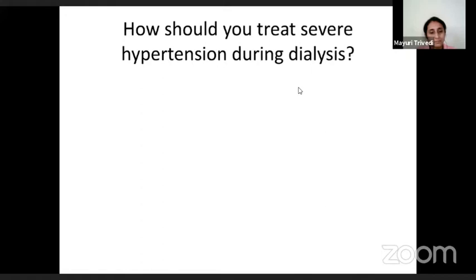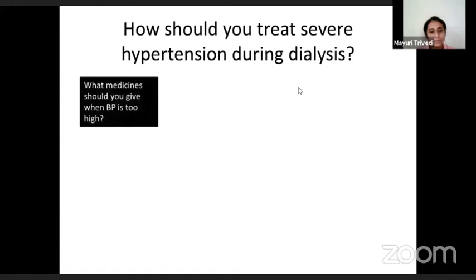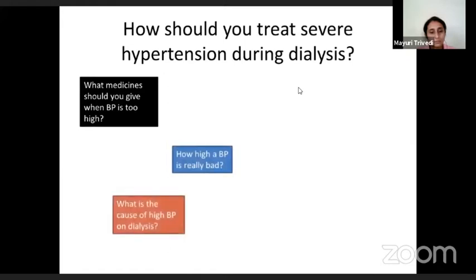So, you know, the question है कि how do you treat? अगर blood pressure बहुत ज़्यादा है, how do you treat it during dialysis? But I would say इससे पहले बहुत सारे दूसरे questions हैं कि you know, आप सोचेंगे कि what medicine should you give? Blood pressure ज़्यादा है, मैं amlodipine दूँ या hydralazine दूँ? No, before that, you know, how high is really bad? कितना blood pressure is high? और उसका कारण क्या है, वजह क्या है high blood pressure की?